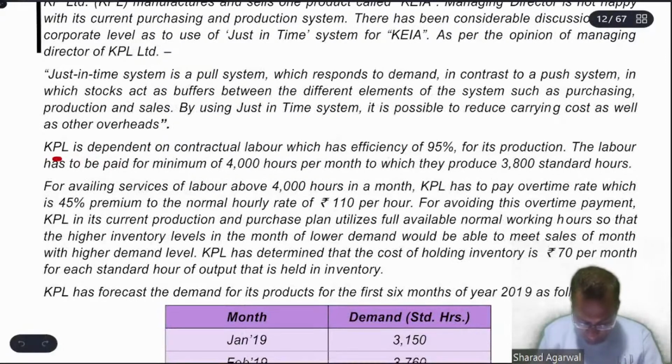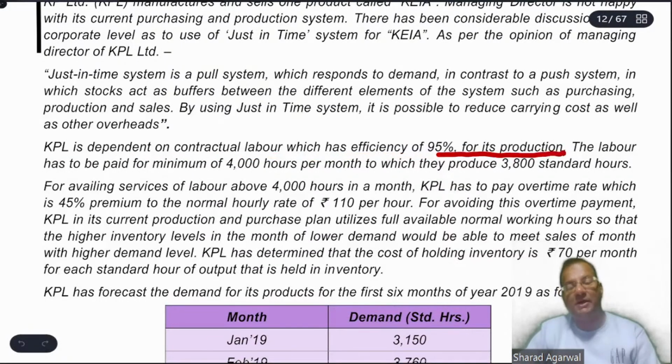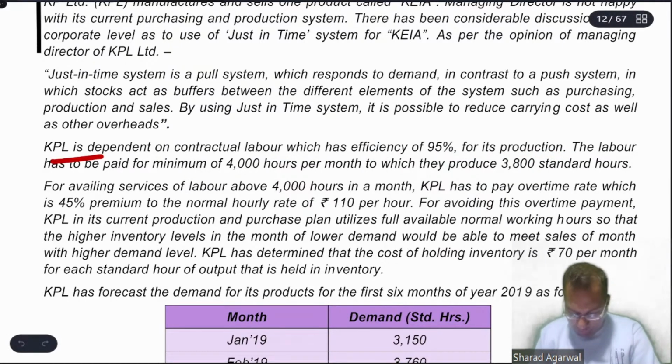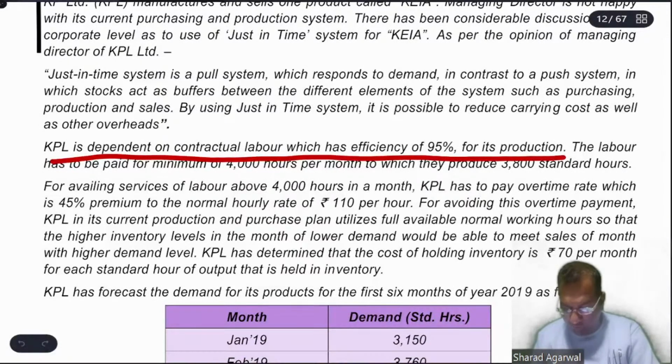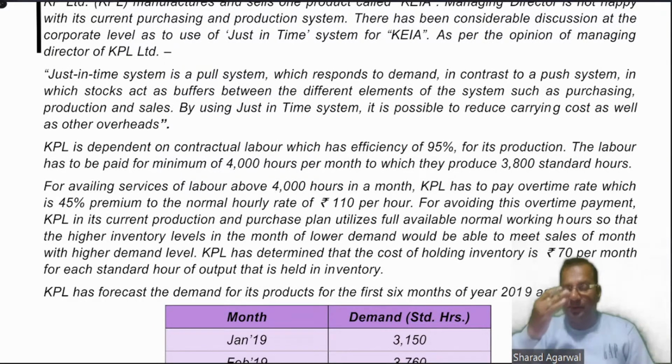KPL is dependent on contractual labor which has efficiency of 95% for its production. Can you tell me, beta, what is the idle time percentage? Company is dependent on contractual labor which has efficiency of 95% for its production. What is the idle time percentage? A very simple question I have asked. Efficiency is 95%. Many of the students will say that idle time is 5%. No way.